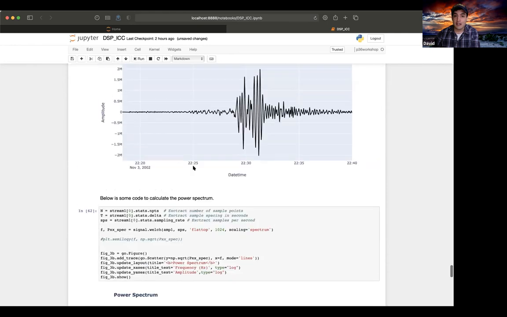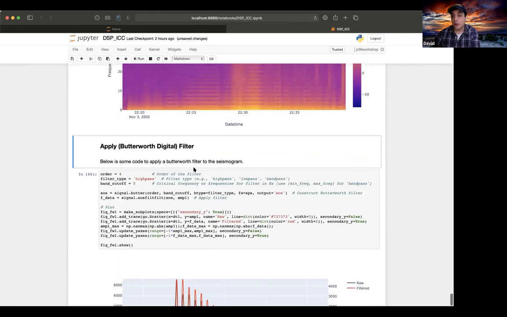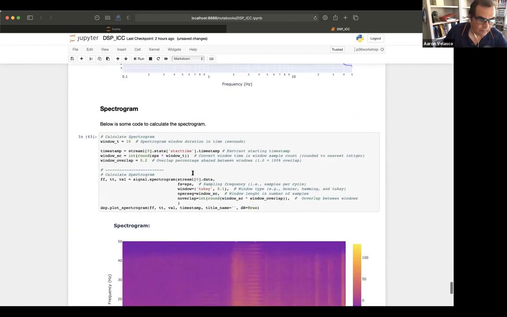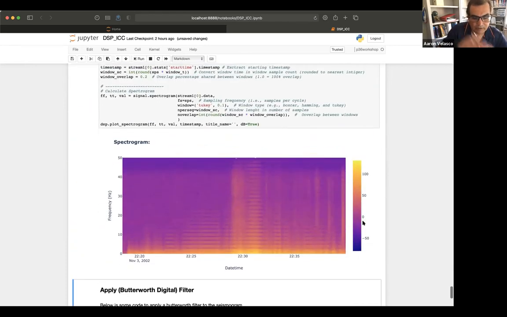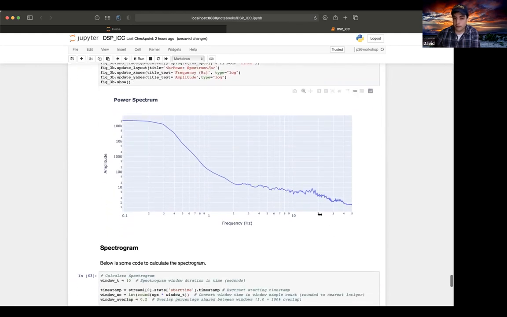If we look at it again, we don't really see anything too interesting there, but if we apply that... David, let's go back to your 1D, not the spectrogram, the spectra. Oh, yeah, right there. So your power spectrum. What you're saying is that you're getting a dominant energy in that seismogram below really 2 hertz, right? Yeah, 2 hertz and below. And that is because of that surface wave. That's the monster in that seismogram.